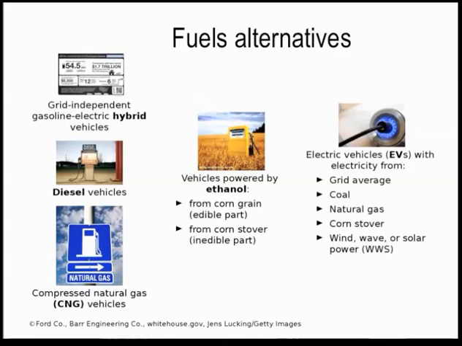One are hybrid electric vehicles. And the advantage of these vehicles is that they're more fuel efficient. This would be like a Toyota Prius, for example. We look at alternative fuels like diesel or compressed natural gas, CNG. For biofuels, we're looking at ethanol from corn grain or from corn stover. And then for electric vehicles, it depends on where the electricity comes from. Grid average, coal, natural gas, corn stover, which you can co-fire with coal to displace some of the coal use. And then renewables, so wind, wave, or solar power, WWS.